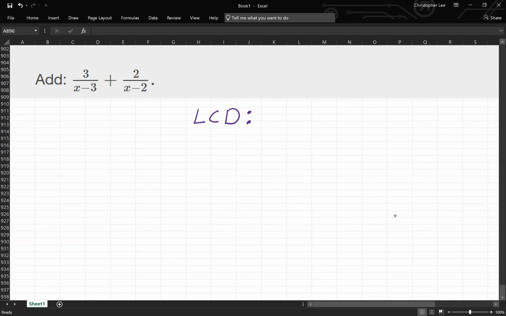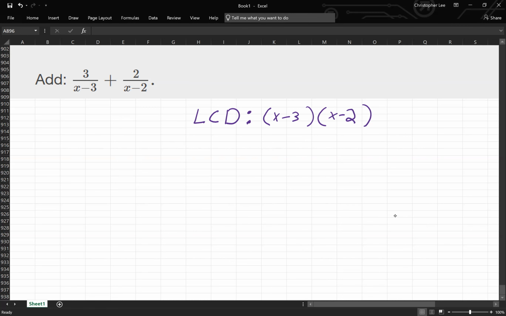Give you a hint. What is it? All right, I literally just want y'all to multiply the two denominators together. That's it. That's the LCD. x minus 3 times x minus 2.